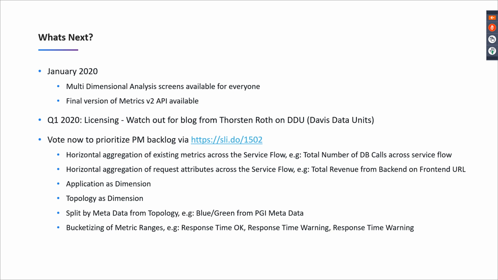And the last one, bucketizing of metric ranges. So right now, if you say, I want to have the response time, you can actually say, I don't want to have the response time as a value, but I want to have it as a bucket. So you would be able to define value ranges, and instead of saying 100 milliseconds or 500 milliseconds or a second as the value that comes back, you would be able to say, please give me response time okay, warning, or severe. And obviously there are different value ranges, but it's about bucketizing.